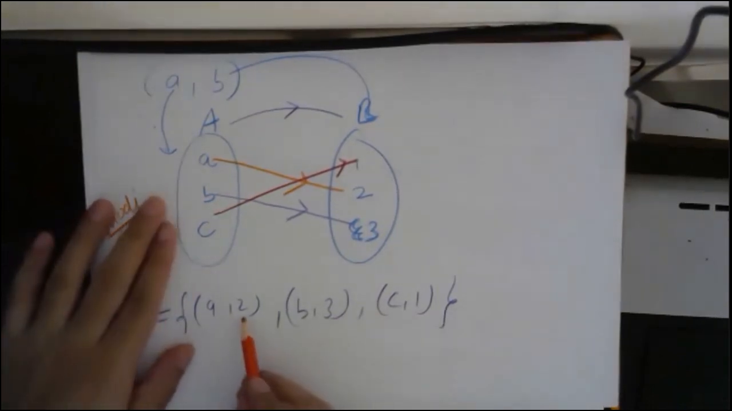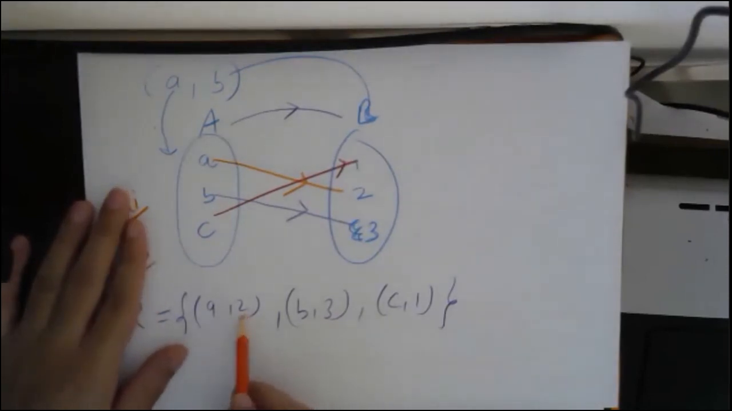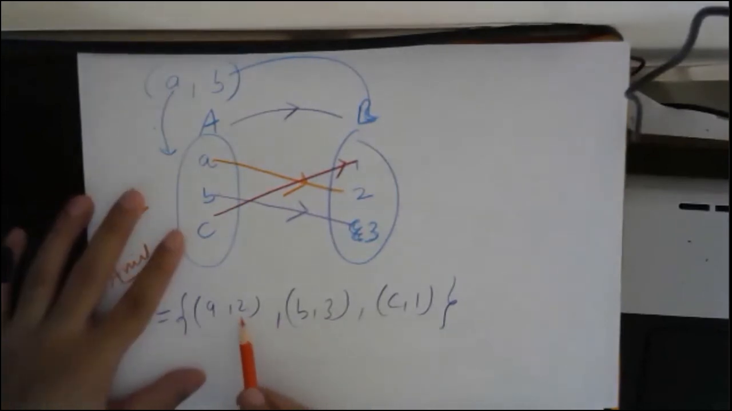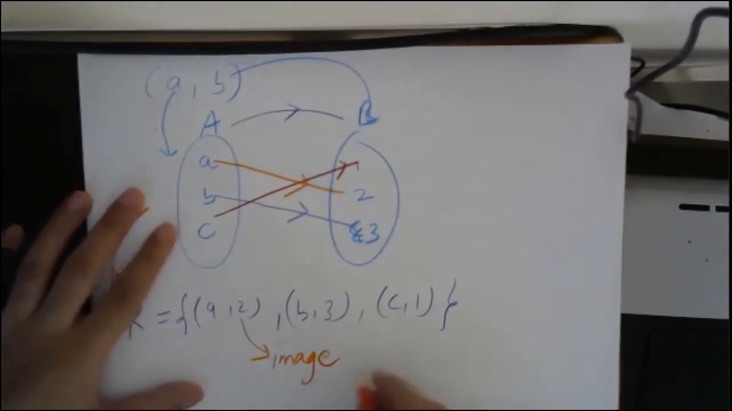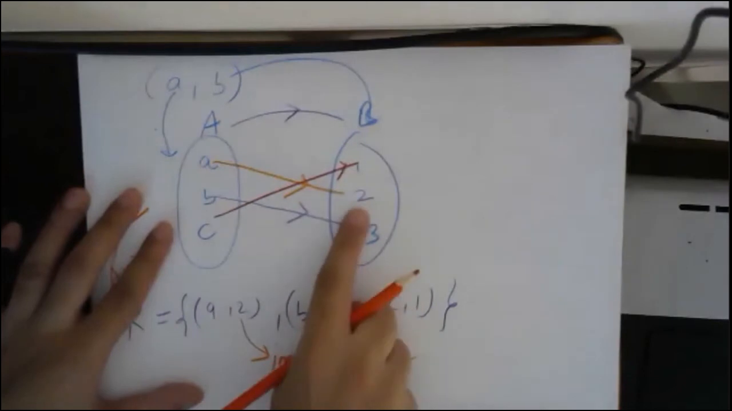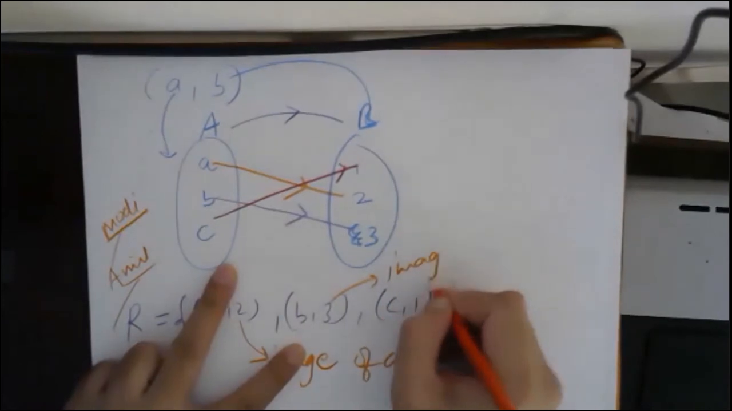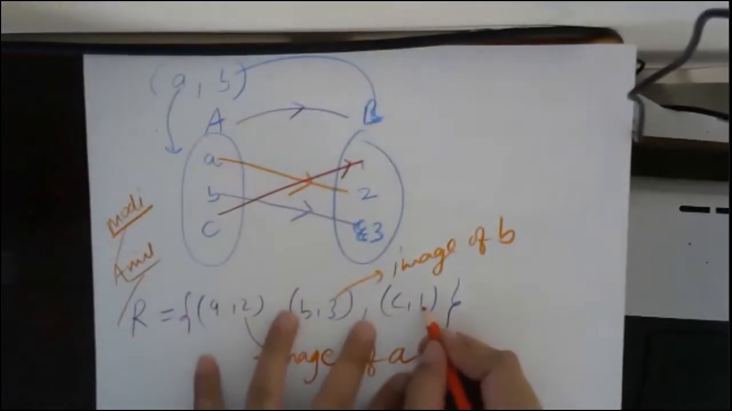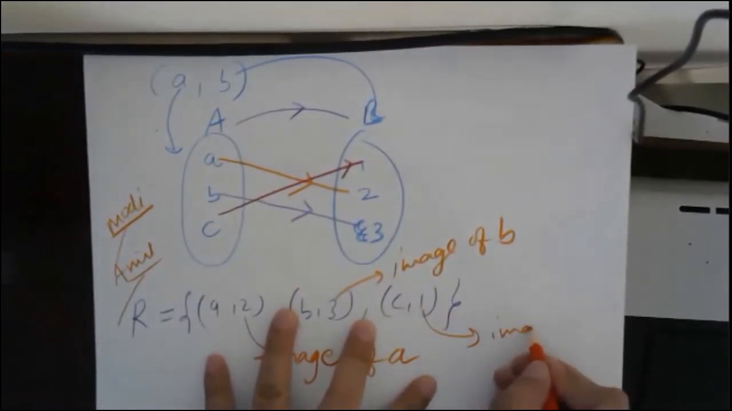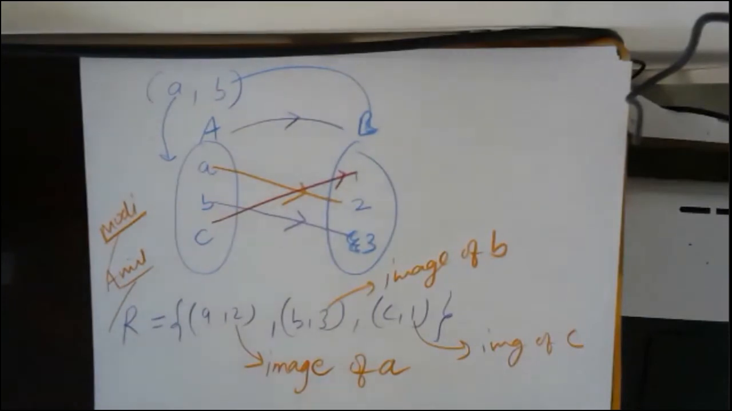Now I will give a certain name. I will say that the image of A is 2. This thing I will call an image. This 3 is an image of B. 1 is an image of C. This is just a name given, just a definition. It's just to read something. I'm just giving names.